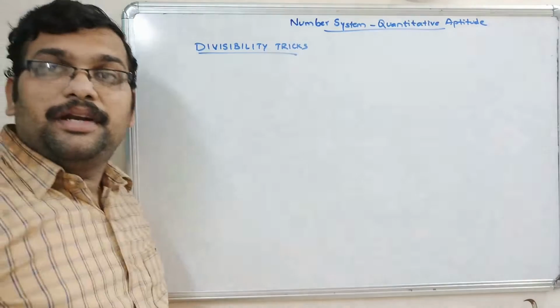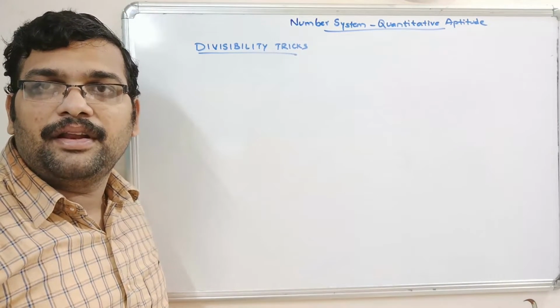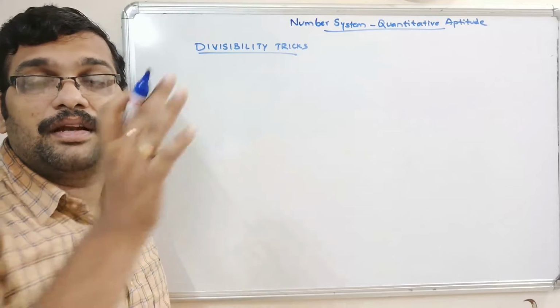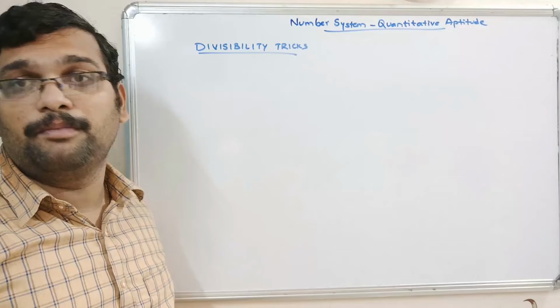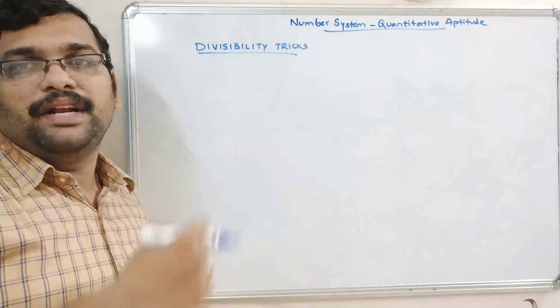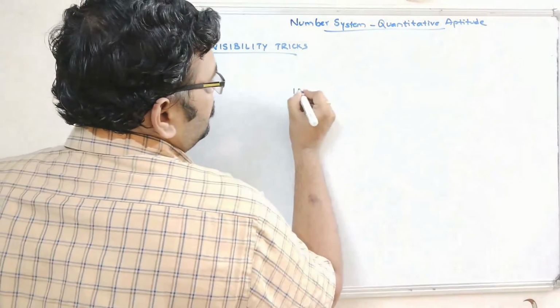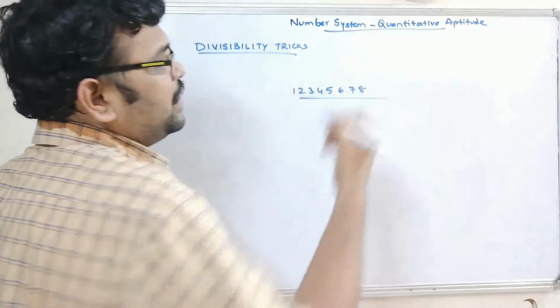So what are these divisibility tricks? We may get a question where a large number is given and we are supposed to find whether that large number is divisible by a given number or not. There will be one more number given. For example, consider 1, 2, 3, 4, 5, 6, 7, 8. This is a large number.